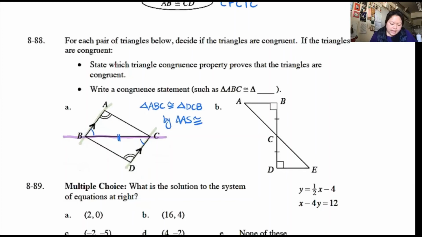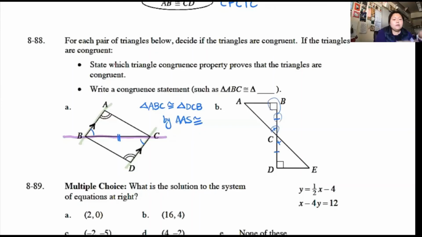Over here, what do we have? Well, it looks like I have right triangles, but I don't have enough to use hypotenuse leg. I only have the legs congruent here, but I do see that these are vertical angles. So I actually have a good property here. I can use angle, side, angle, right?